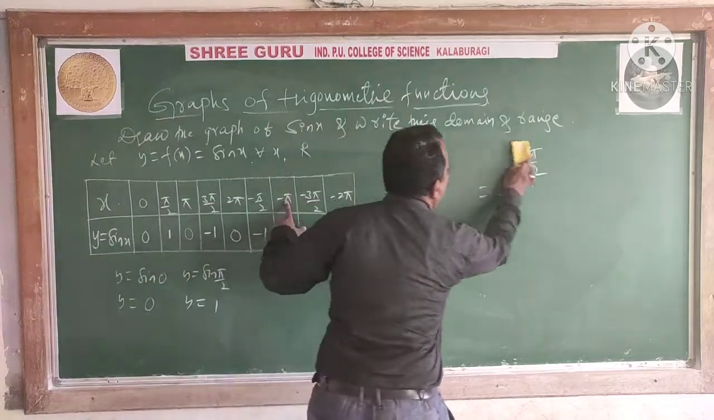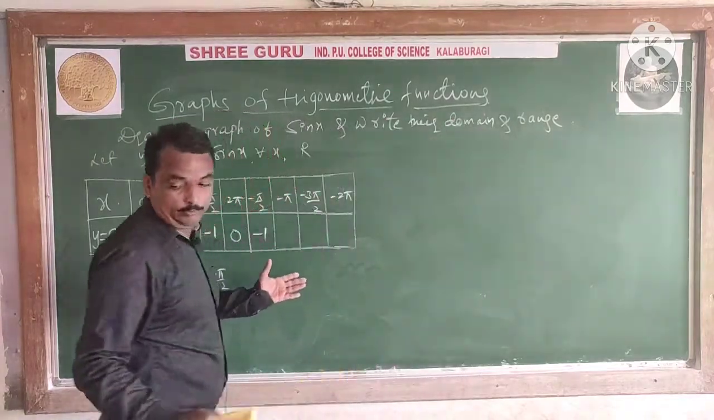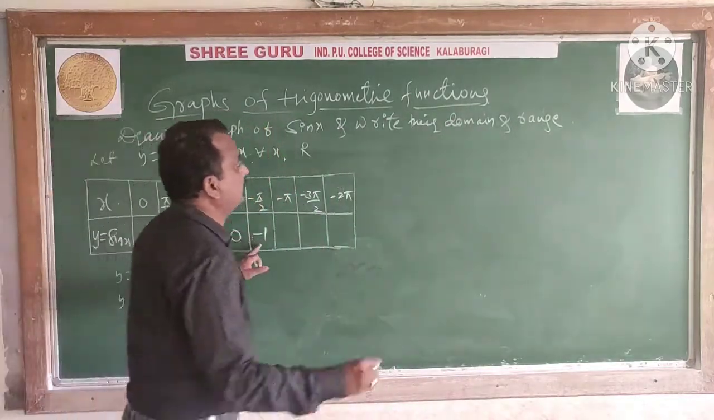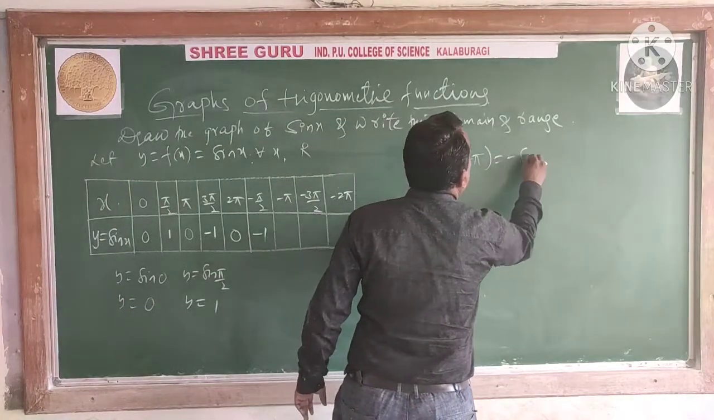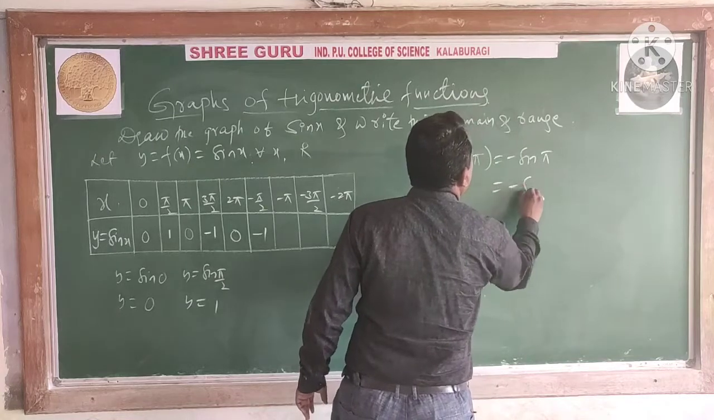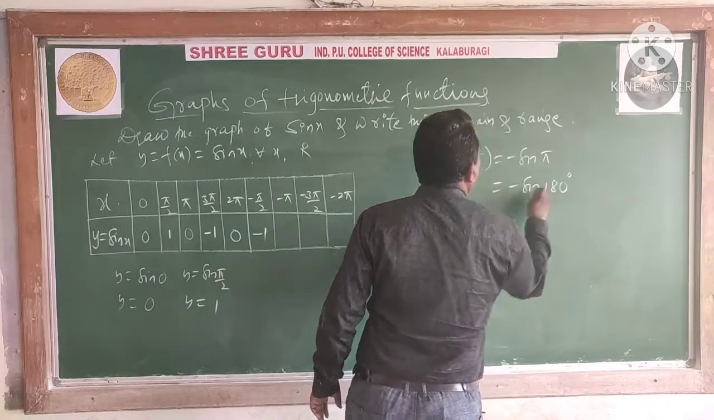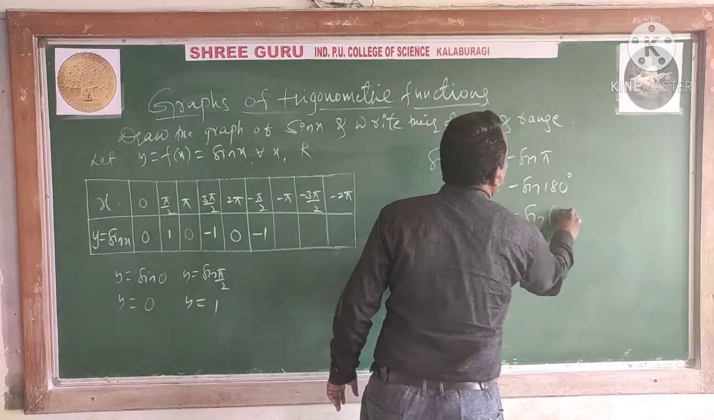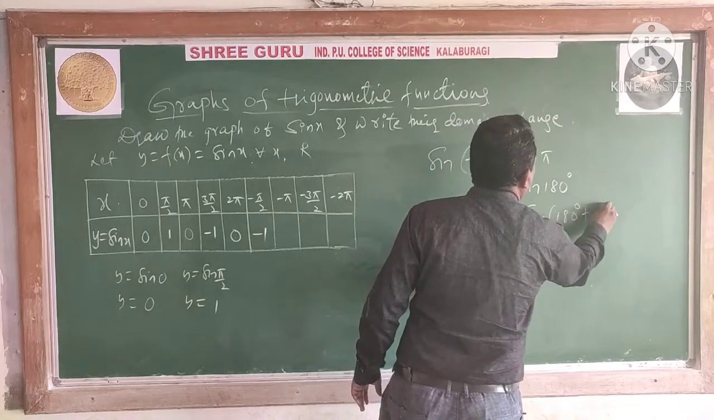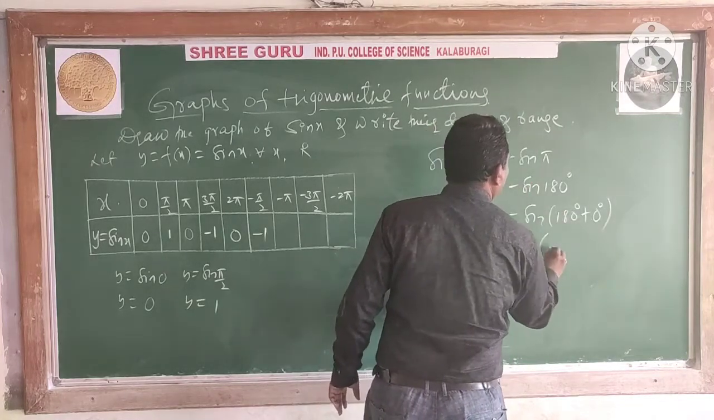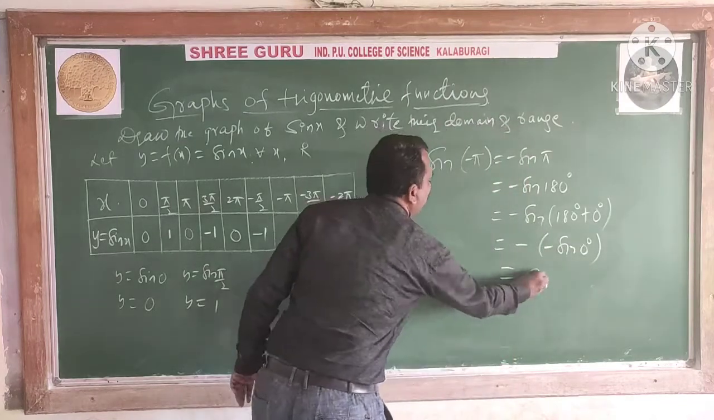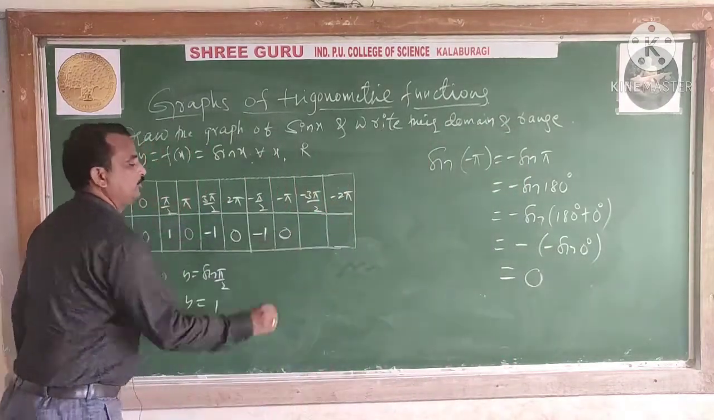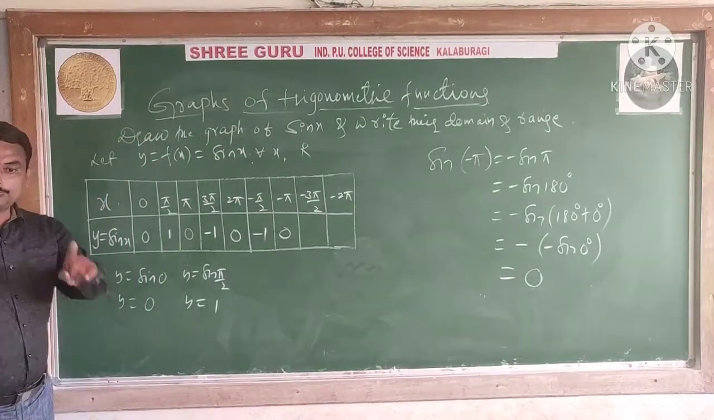Then next, sin of minus pi. Calculating these values is important. Minus pi, it is minus sin pi. Minus sin pi means 180 degree. Then minus of sin of 180 means 180 plus 0 or minus 0. Plus 0 means third quadrant. So this is negative, sin 0 degree. Minus of minus, plus sin 0 is 0. Sin 0 is 0. See, remember, students.